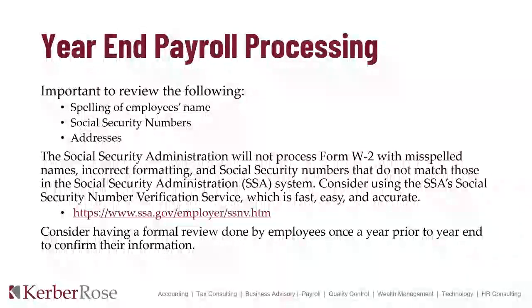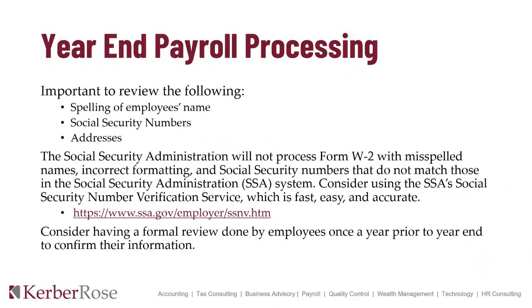Just start with some important things. So just remember, we want to make sure the spelling of our employees' names are correct, social security numbers and addresses are accurate, so the forms are getting to the employees timely and accurately. The Social Security Administration will not process a Form W-2 with misspelled names, incorrect formatting, and social security numbers that do not match those in the Social Security Administration system. So consider using the Social Security number verification service. I put a link to that. It's pretty easy and it's accurate.